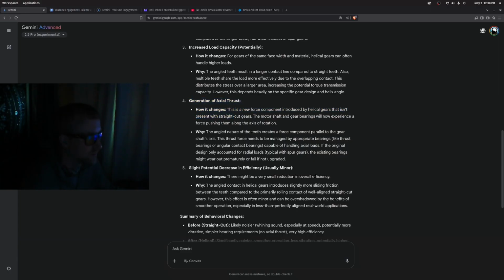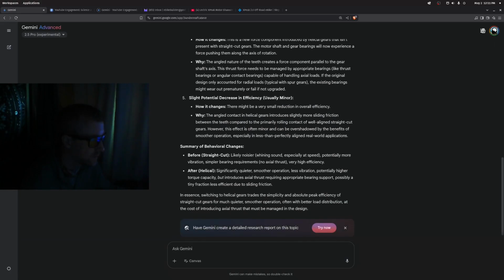Generation of axial thrust. So there's a new force component introduced by helical gears that isn't present with straight cut gears. The motor shaft and gear bearings will now experience a force pushing them along the axis of rotation. The angled nature of the teeth creates a force component parallel to the gear shaft's axis. The thrust force needs to be managed by appropriate bearings like thrust bearings or angular contact bearings, capable of handling axial loads. If the original design only accounted for radial loads, typical with spur gears, the existing bearings might wear out prematurely or fail if not upgraded. So that's kind of interesting.